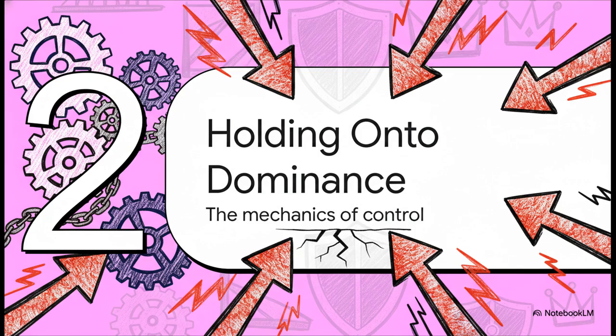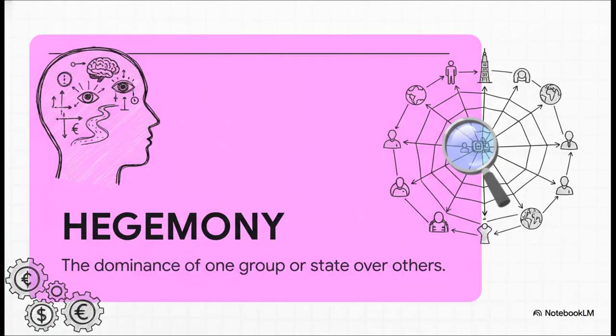Okay, so we've talked about applying pressure, but what about just holding on to power? This next set of words is all about established dominance and the things people do to either keep it or completely shatter it. Now, this is a big one: hegemony.